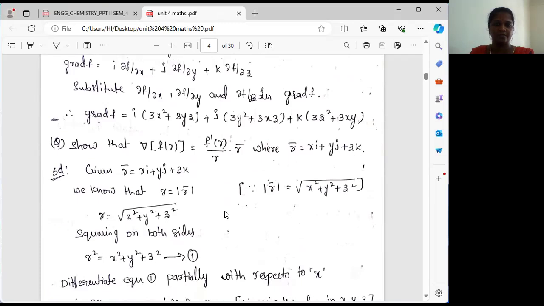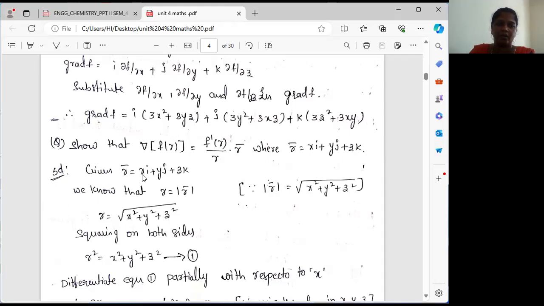Next, show that del f of r equals f dash of r by r dot r bar, where r bar equals xi plus yj plus zk. Here r bar is the given position vector.